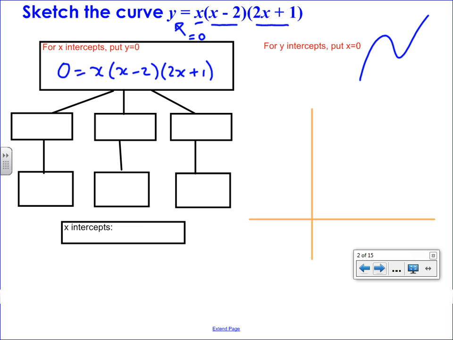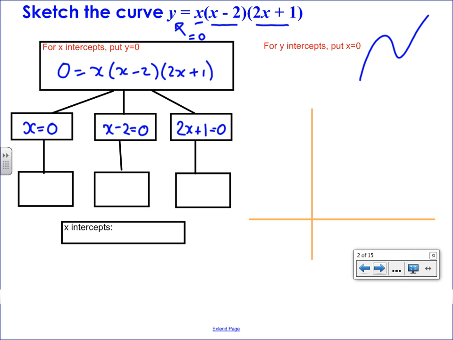So first thing, do you want to break it apart into its three separate factors and put each one equal to naught individually? Okay, so we've got x is 0. That's one possibility. x minus 2 is 0. That's a possibility. And 2x plus 1 is 0. Exactly. They're the three possibilities to make the product equal 0. So each of those should give you a separate value of x.